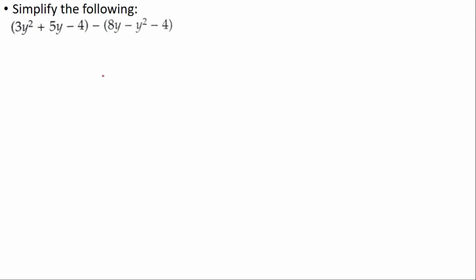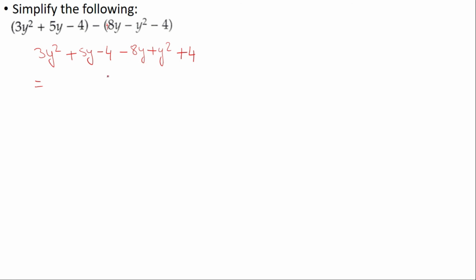The next question is to simplify the following. This is the term we have to solve. So we have to break the bracket first. So we can write 3y square plus 5y minus 4 minus 8y. It is having plus, it is nothing, that means plus, plus; minus minus 8y; minus minus plus y square; and minus minus 4 plus 4.